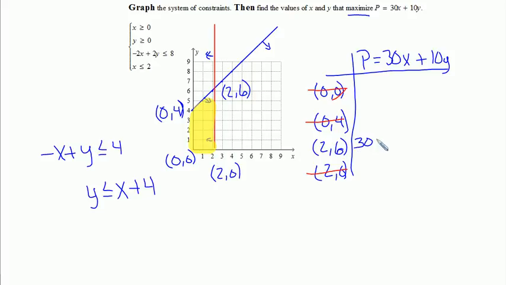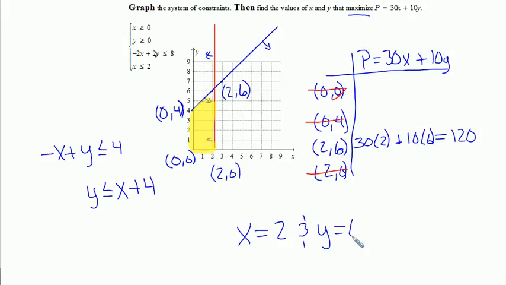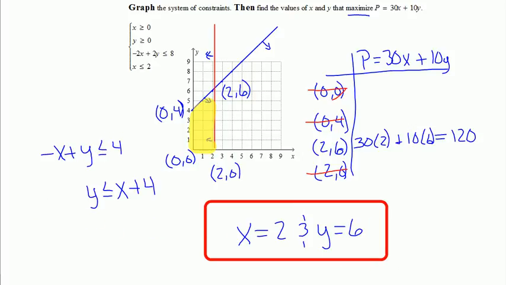30 times 2 plus 10 times 6 is equal to 120. The question is, find the values of x and y. Well, the values are x equals 2 and y equals 6. The values of x and y that maximize the function. It gets maximized at the value 120, but that happens when x is 2 and y is 6. And that's it for this exam review.